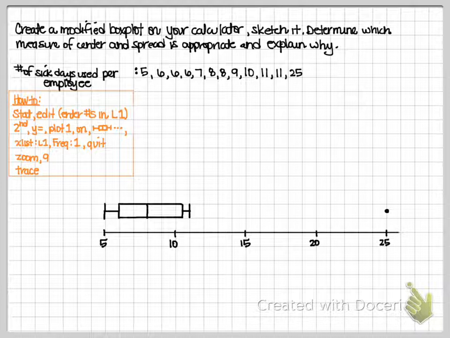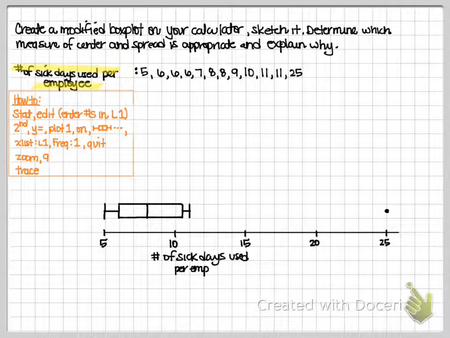Remember, I need to make sure that everything has context on it. So I am going to go ahead and take this information up here about what this is, and I'm going to identify that on the bottom of my x-axis, or of my axis itself. So make sure that you identify what this means. So this is number of sick days used per employee. So context is definitely important. All right, so there I have my modified box plot.